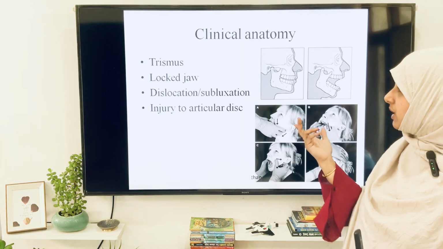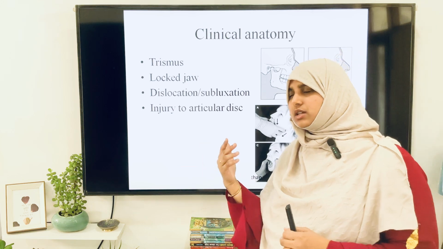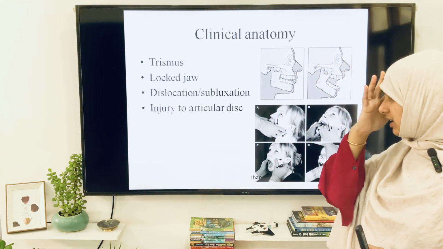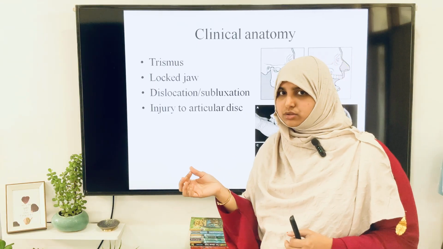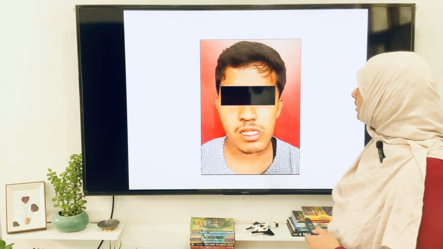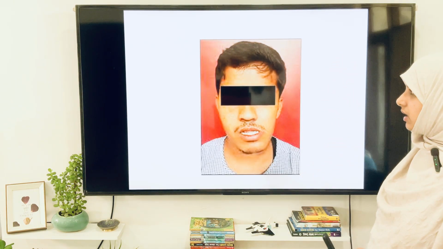Next, we have subluxation or dislocation. Subluxation is nothing but an incomplete dislocation. And there can also be injury to the articular disc. These are the different clinical anatomy points.